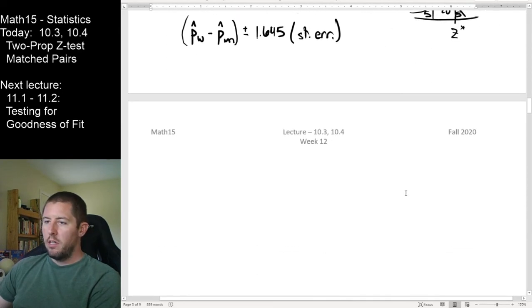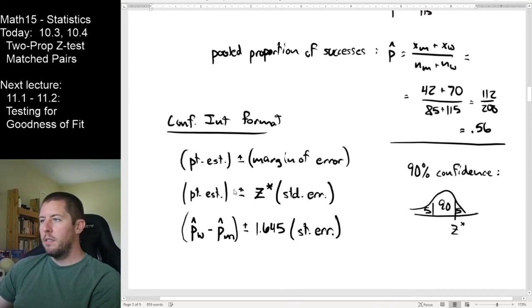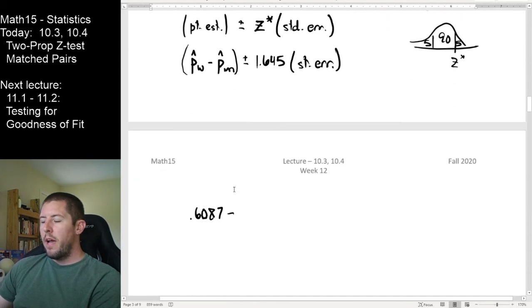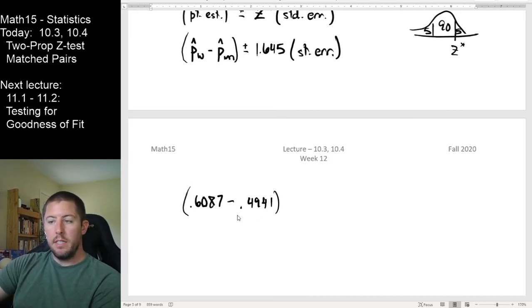So 0.6087 minus 0.4941. That's our point estimate. It does look like in the sample that we drew that approximately 11% more women than men voted, but that could have just been due to sampling error here.